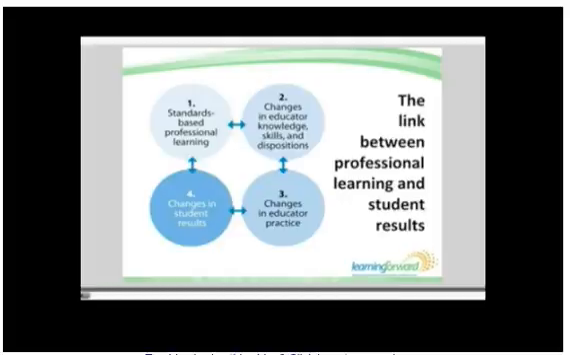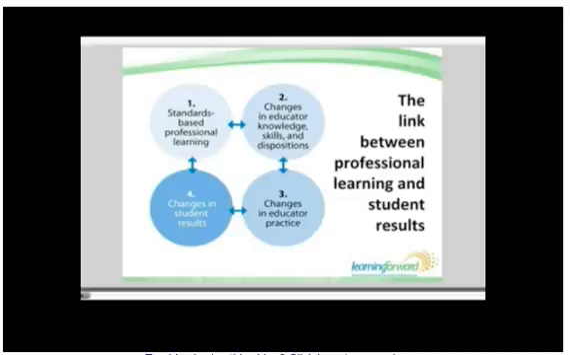This is probably one of the most helpful visual representations of the link between professional learning and student achievement. And when you look at this diagram, 1 through 4, it gives you a way to talk about how professional learning is linked to student achievement, starting with professional learning that then moves to educators changing their knowledge, skills, and dispositions, which then leads to the third step, which someone mentioned is the part that may be missing, which is the change in practice. And it's that change in practice that changes student learning.